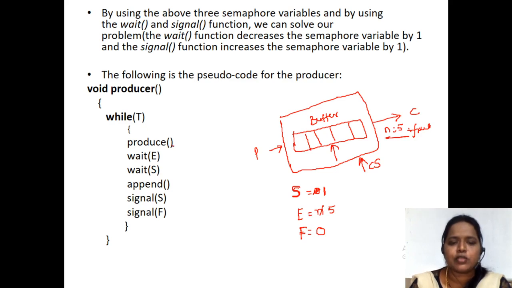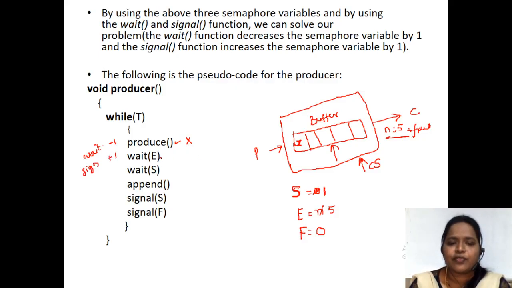The producer wants to produce an item, so he produces some item X. Producing means the producer has produced an item X. That means we have to keep that item X onto the buffer. Wait means we have to decrement by 1, and signal means we have to increment by 1.